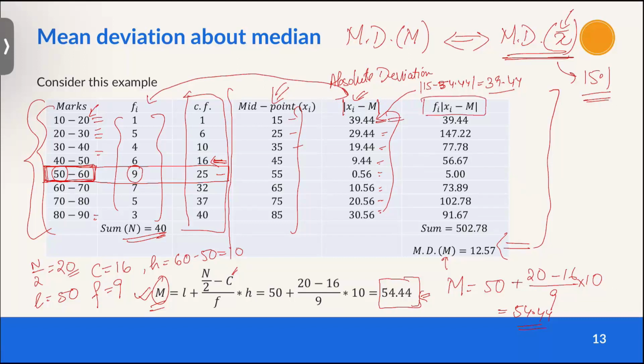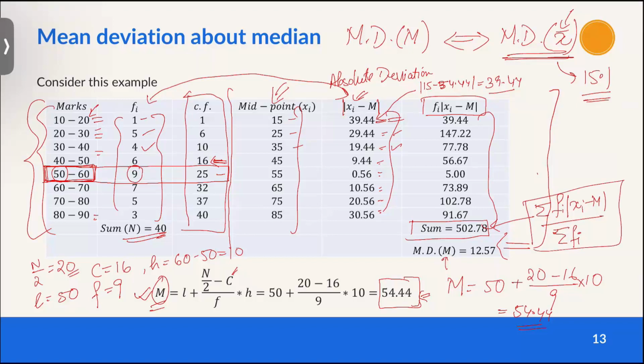The first data is multiplied by 1, the second data is multiplied by 5, the third data is multiplied by 4, and so on. You get this value. Now you sum it up. So what is this sum? This sum is actually the summation of fi times |xi minus M|. And when you divide this by the summation of fi's, you will get the mean deviation about the median.